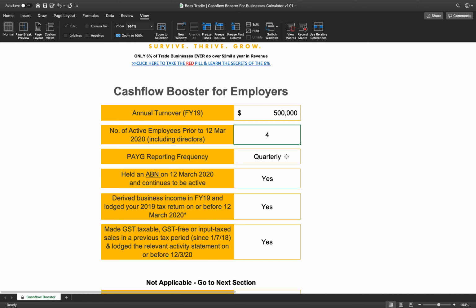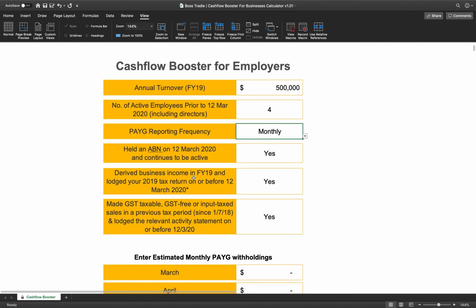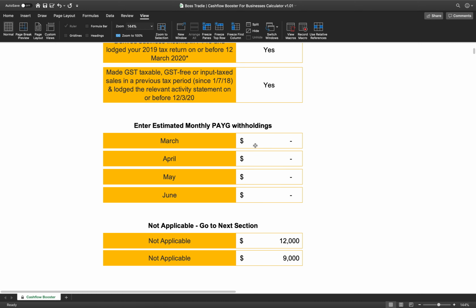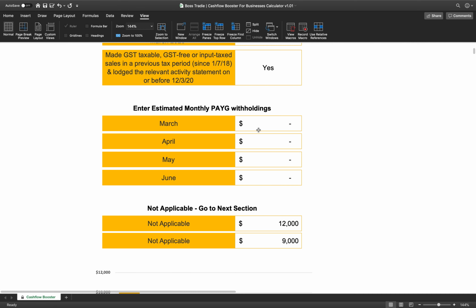PAYG reporting frequency, so this is important because obviously that's going to determine what you're getting measured from and when you will be receiving it. So I'm going to turn that one into monthly. And you can read those questions and leave that as yes, as long as you meet those criteria. Okay, so coming down, we're going to enter some details in here.